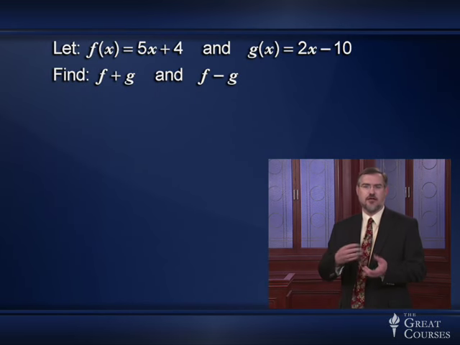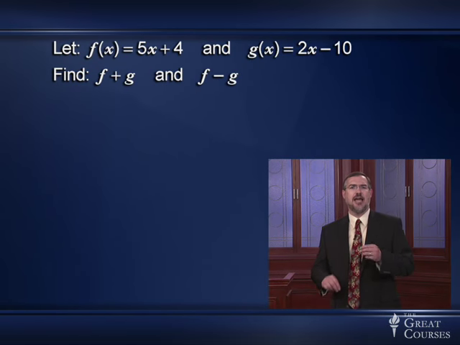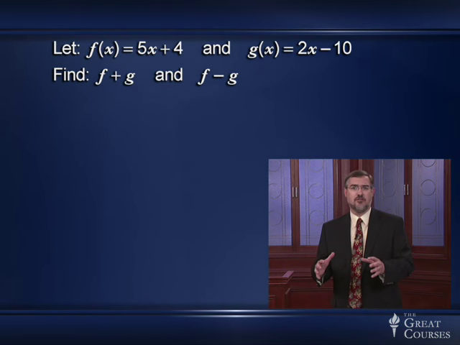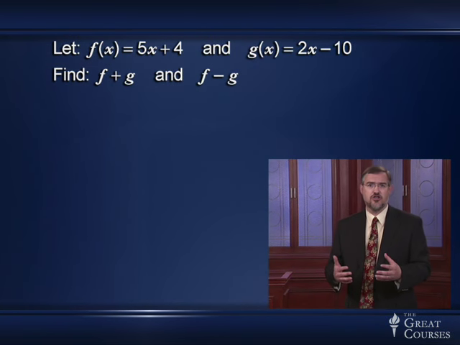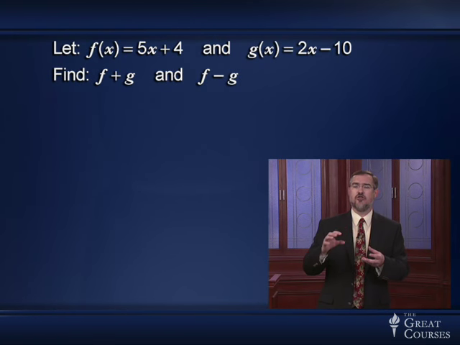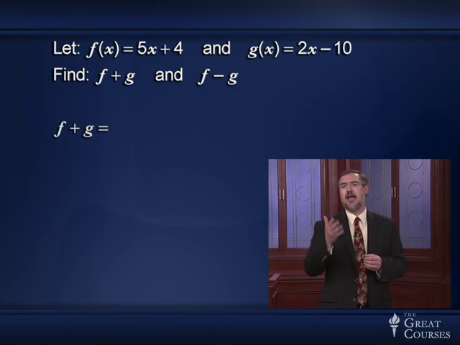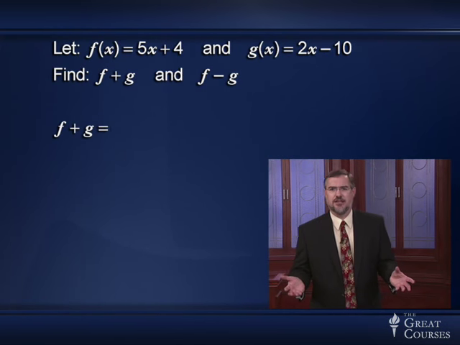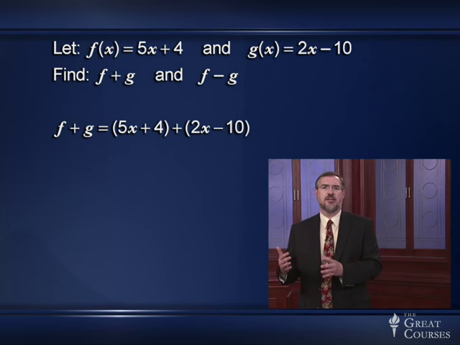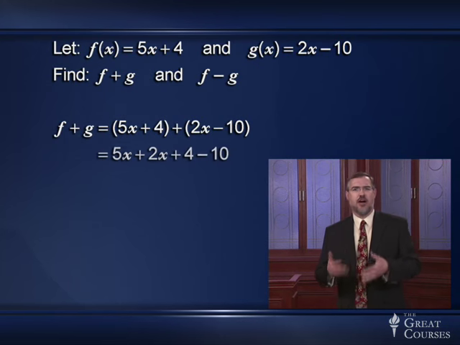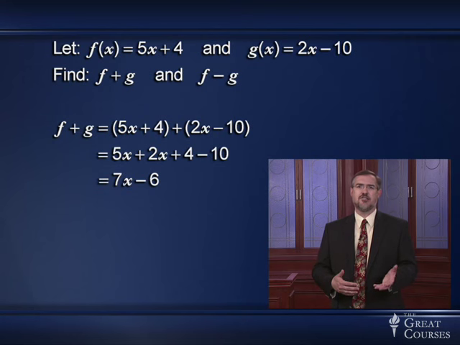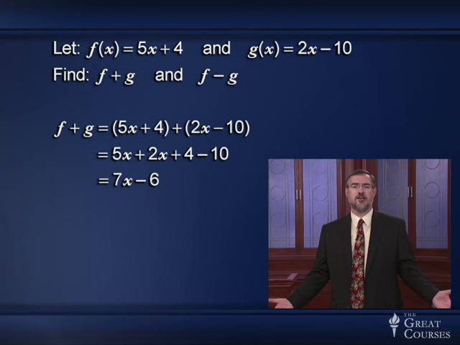Okay, let's try to do these together now. F plus g and f minus g. First of all, just so you know, f plus g is a new function. And f minus g is also a new function, which uses the f and the g and puts them together. So we're going to build new functions out of old ones. First, f plus g. It's exactly what you think it is. You just take the 5x plus 4 plus 2x minus 10. And when you add those together, you're going to have 5x plus 2x plus 4 minus 10, which is 7x minus 6. It's a new function, 7x minus 6.